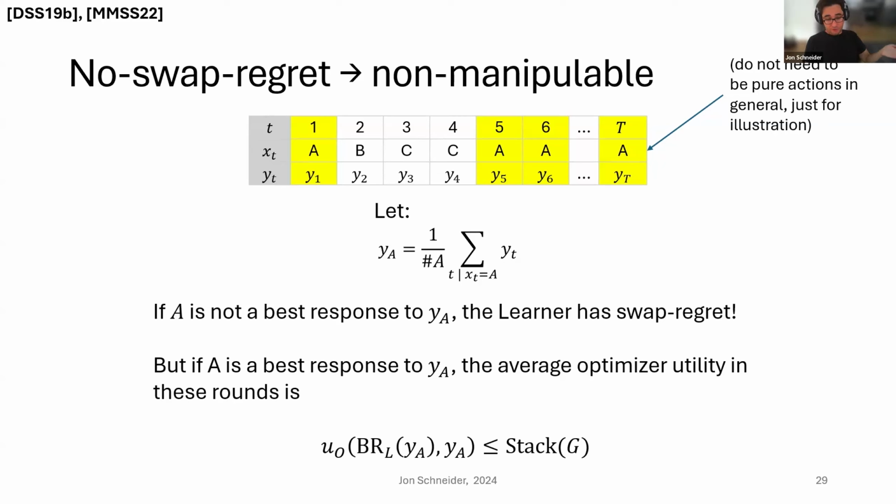So therefore, since the sequence has low swap regret, A must be the best response or close to best response to Y sub A. And therefore, the average optimizer utility in these rounds is of the form: the optimizer utility of a best response to Y sub A comma Y sub A. And this is at most the Stackelberg value, because the Stackelberg value is just a maximum over terms that look like this bottom left term. Okay. So it's a very simple proof. It's almost tautological that no swap regret means non-manipulable, but I think it's a nice way to think about no swap regret.